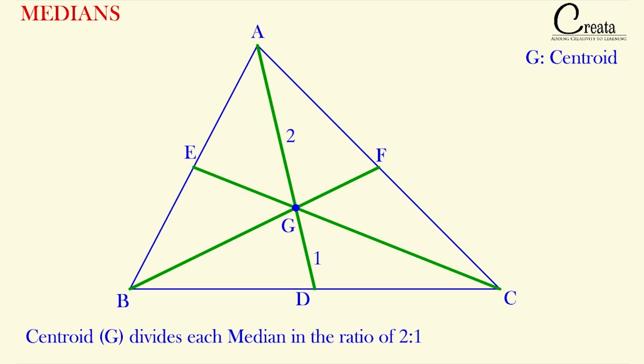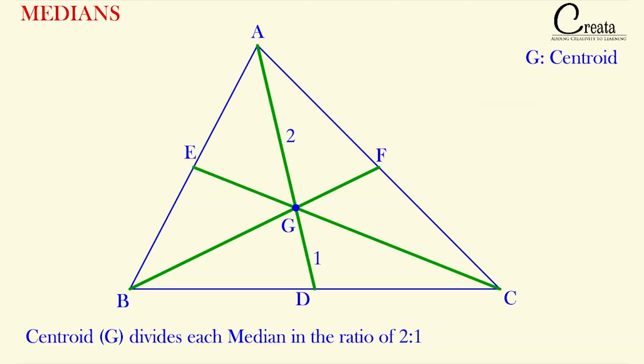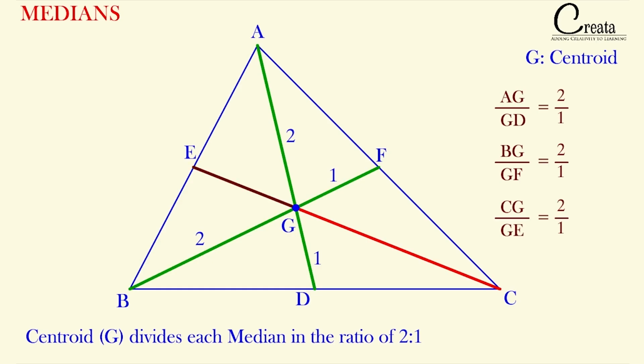For example, if we take the total length of a median as 9 cm, then this portion will be 6 cm and this will be 3 cm. That is, the ratio will be 6:3, that is 2:1. This is the standard rule. For this figure, AG by GD is equal to 2/1, BG by GF is equal to 2/1, and CG by GE is equal to 2/1.